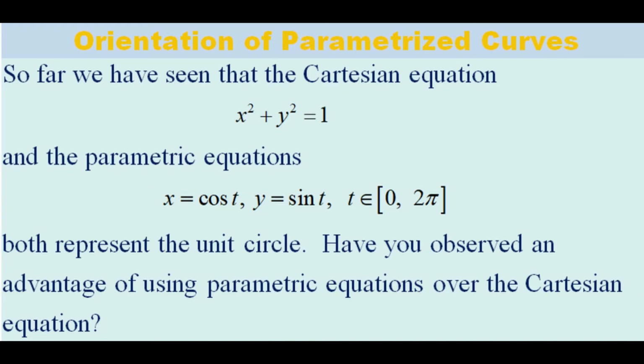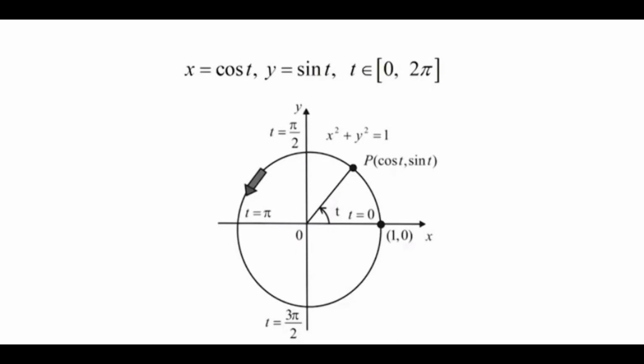We now discuss the orientation of parameterized curves. So far, we have seen that the Cartesian equation x² + y² = 1 and the parametric equations x = cos t and y = sin t, where t varies over the closed interval [0, 2π], both represent the unit circle. Have you observed an advantage of using parametric equations over the Cartesian equation? The parametric equations given for the unit circle are helpful not only to draw the circle but also to determine the direction, here counterclockwise direction, in which the graph of the circle is traced.